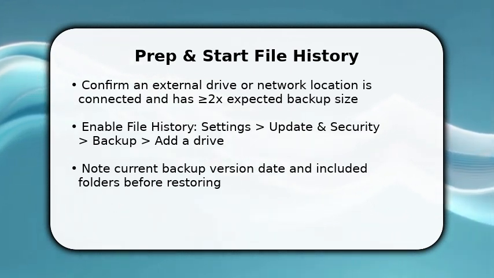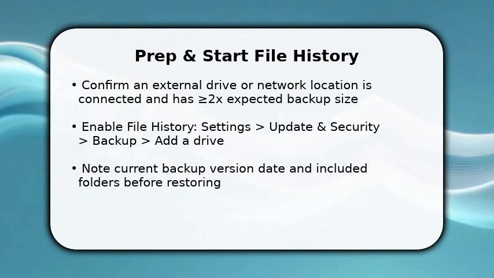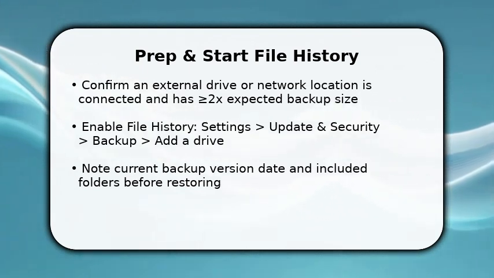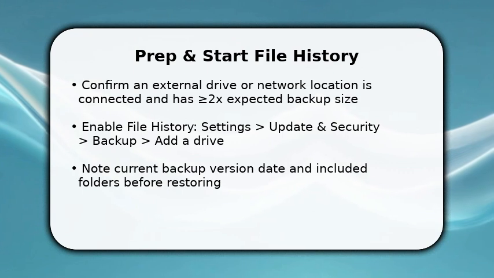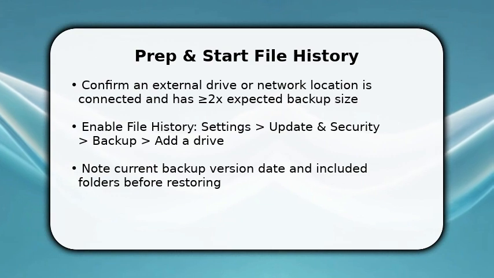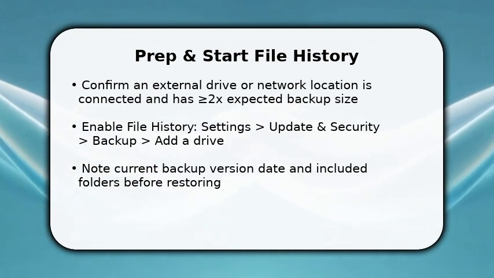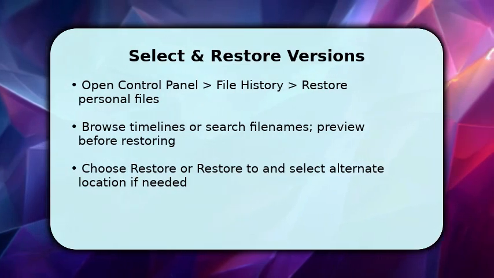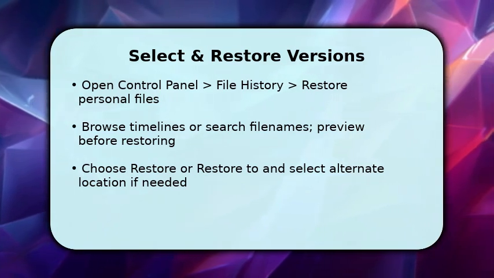Once File History is active, check the last backup date and which folders are included so you restore the right snapshot. This prevents restoring an incomplete or outdated set of files. Once done enabling and identifying the snapshot, open Control Panel, select File History, then restore personal files.